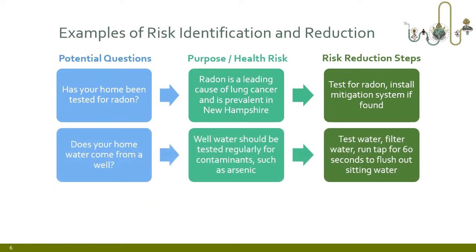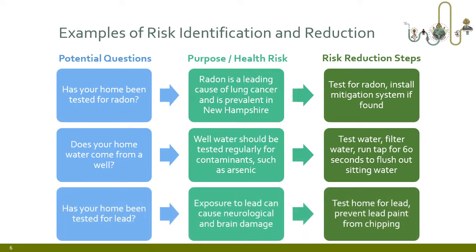A second question related to environmental contamination that we might ask is, does your home water come from a well? Almost half of the population in New Hampshire uses well water in their homes, and contaminants such as arsenic may be present in well water. Again, we may test the water and consider home water filtration or other measures to help reduce exposure to contaminants in well water.